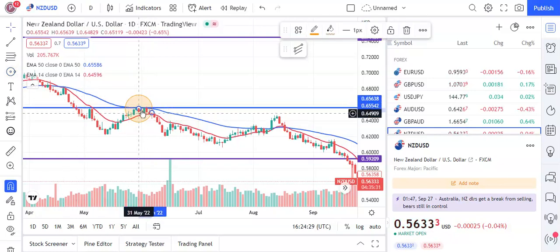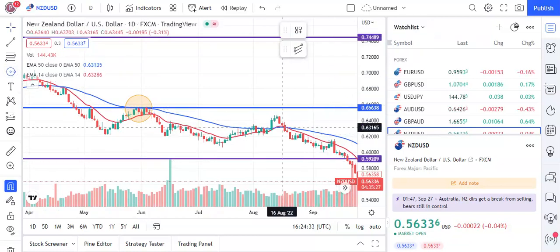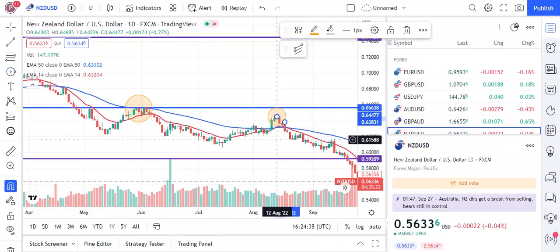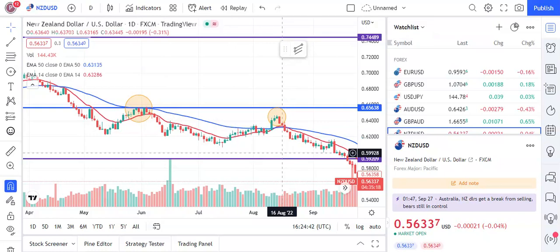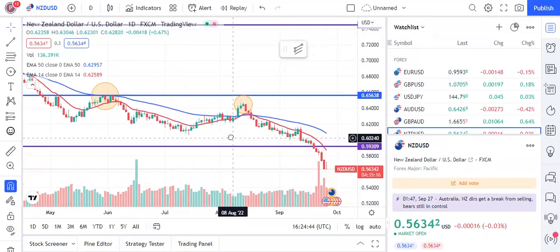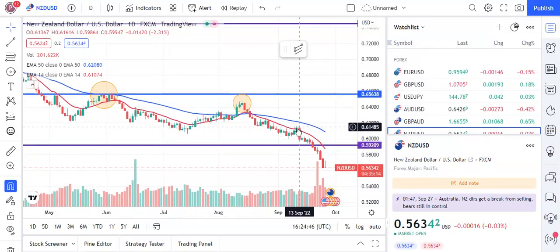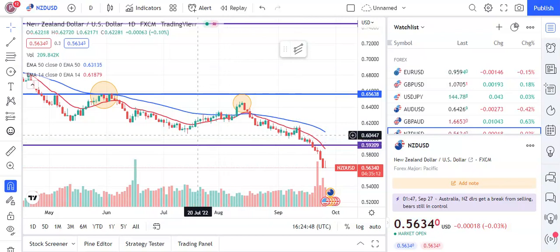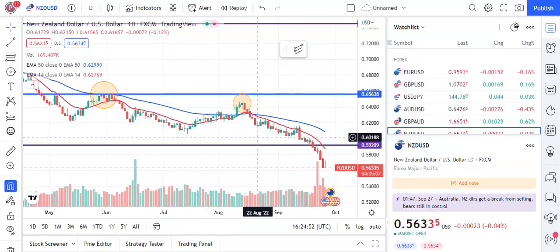This high here, from my pointer, is higher than this high here. So this is a lower high, and this here is a lower low. Look at this place too. This is a sign that the trend is down. Whenever you see the candle formation forming a lower high and lower low, the price is actually down.